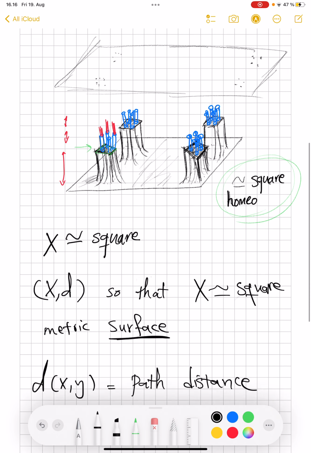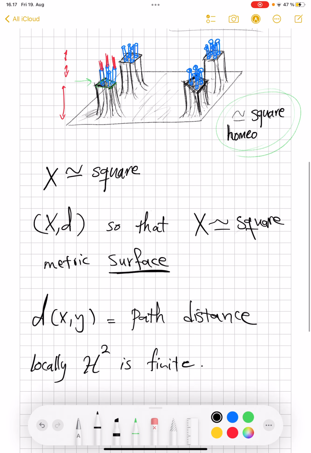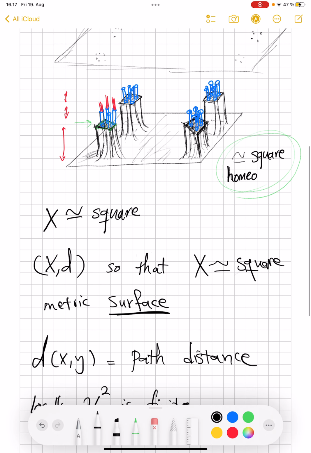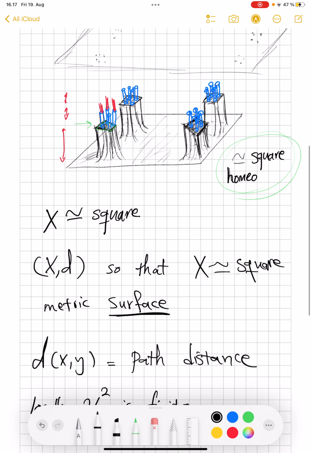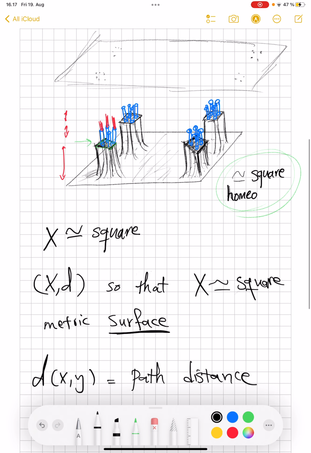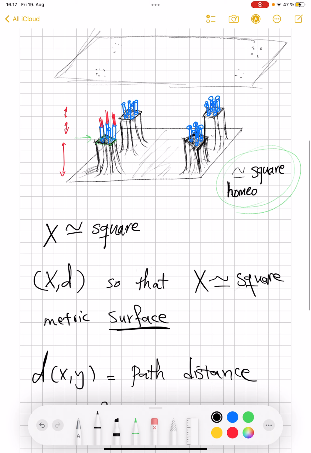And then locally, the Hausdorff 2-measure is finite. That is, if you have a compact subset of this X, it has finite H2 measure. That is because away from the Counterset, it's basically a manifold, and that's obvious. And around the Counterset, I will explain a few more things. Then after those modifications, this will also be obvious. Okay, what else about this surface?